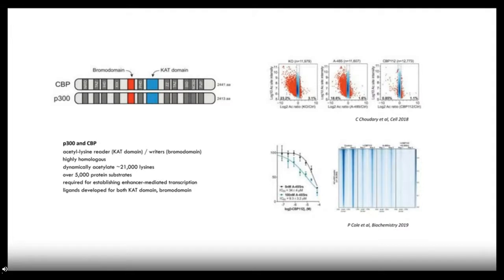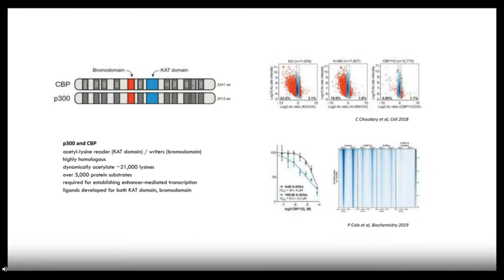So they're part of a unique class of proteins that have both an acetyllysine reader domain through the bromodomain, but also a lysine acetyltransferase domain. And a lot of different aspects of the biology of these proteins has been studied. They're very highly homologous, so at the domain level, they're typically over 90% conserved. They dynamically acetylate over 21,000 lysines in the proteome on over 5,000 different protein substrates. And this was exemplified in Chuna Chowdhury's excellent paper in Cell just a few years ago, where they really profiled the dynamic acetylome of CBP and p300.